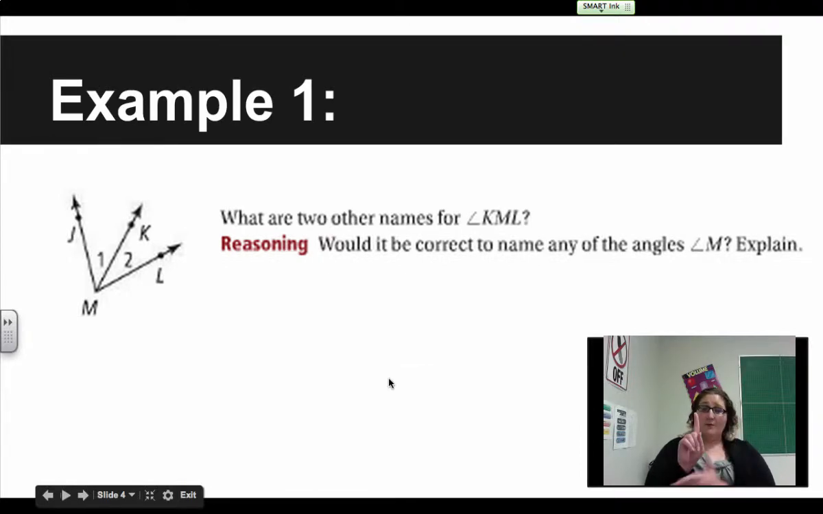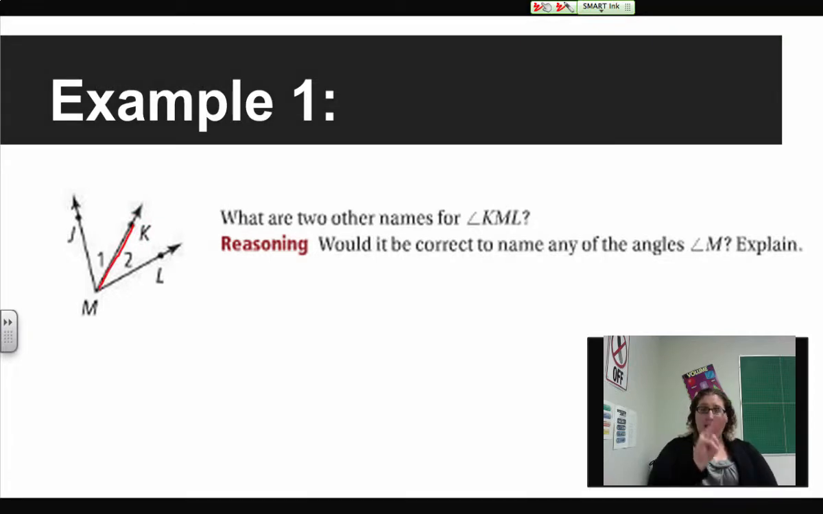Example 1. It says, what are two other names for angle KML? So first I need to find that angle, so I have KML. Now with this one, let's see, I could name it angle 2, because if I'd say angle 2, it's obviously I'm talking about this angle here, so I could say angle 2. Or instead of going KML, I could say angle LMK, because that still makes up the angle.